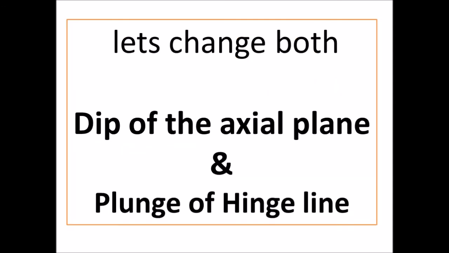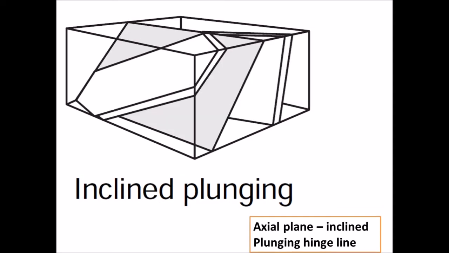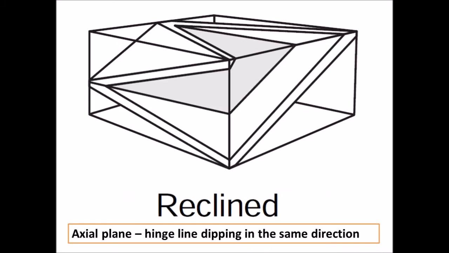Now let's change both the dip of the axial plane and the plunge of the hinge line. In this case we can see the axial plane is vertical but the hinge line is plunging, so this is an upright plunging fold. And in this figure we can see the axial plane is inclined and the hinge line is plunging. So this is an inclined plunging fold, and in this case we can see the direction of the hinge line and the axial plane is in the same direction, which means this is a reclined fold.